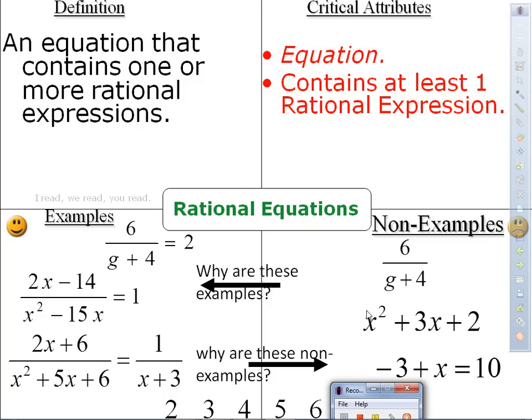So once again, one thing that we notice is that these are all equations. That's why that's our first bullet here, equation. And all of these have at least one rational expression. So these two things have to be met in order for it to be a rational equation.